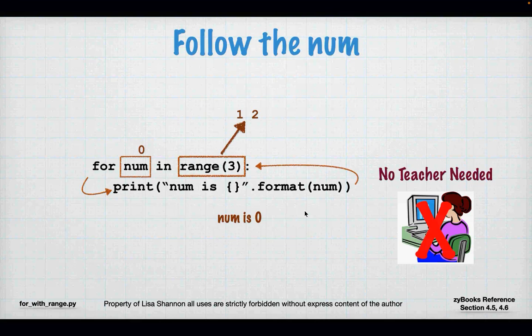I go back up to the top of the loop. So now I'm pulling 1 off that list. I'm going to print num as 1. I'm going to go back up to the top of the loop. Now I'm pulling 2. I'm going to say num is 2. And I'm going to go back up to the top of the loop. And because I have just done 3, Python's going to say done. That's it. That's all that has to happen.